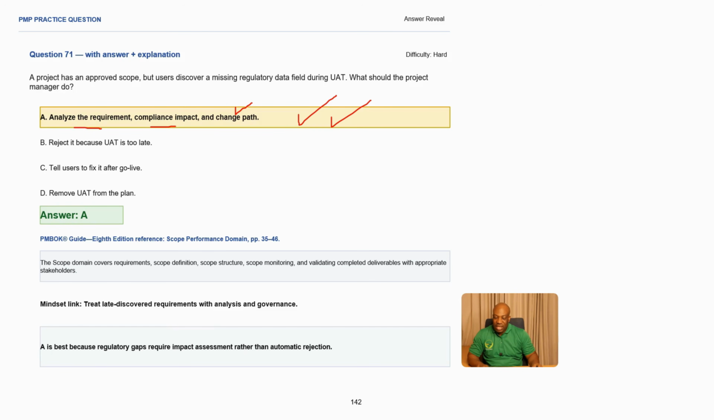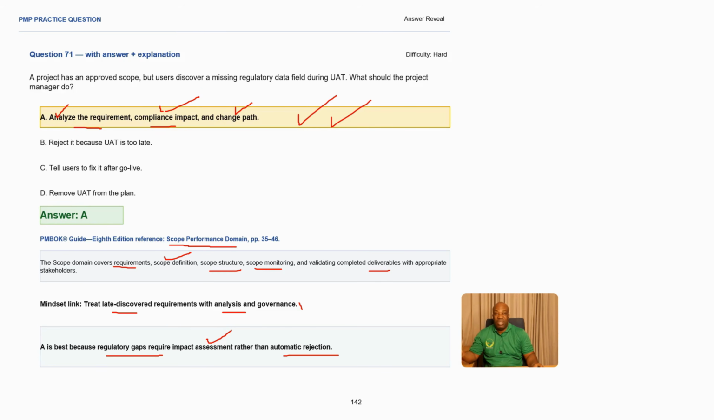Right. And what is our reference here? We have the scope performance domain, which says it covers requirements, scope definition, scope structure, scope monitoring, and also validation of completed deliverables. So the best mindset here is to treat late discovered requirements with analysis and governance. Always analyze everything that is coming to you in a project environment. Try to understand the impact, to assess the impact on cost, risk, quality, and so on and so forth. So this is a compliance issue. So you have to make sure that you analyze it before you implement it. Making A the best answer because regulatory gaps require impact assessment rather than just automatic rejection.